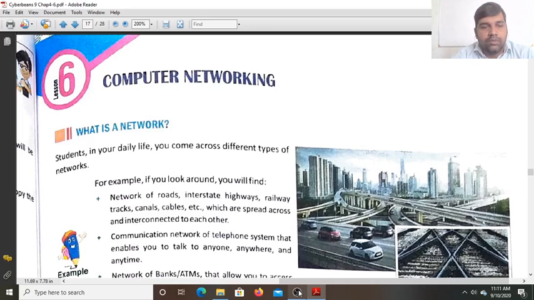Hello students. So today we will study the new lesson 6. Today is our first class after the first critical test exam. Lesson 6 is computer networking.